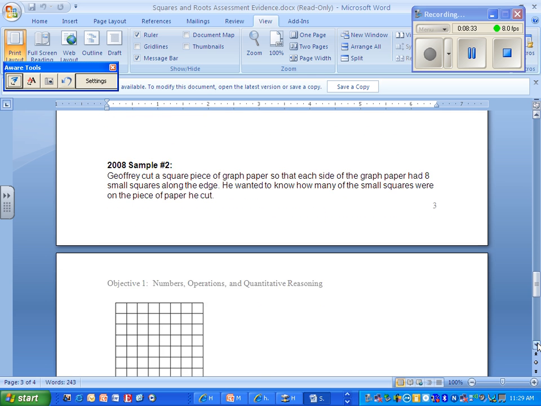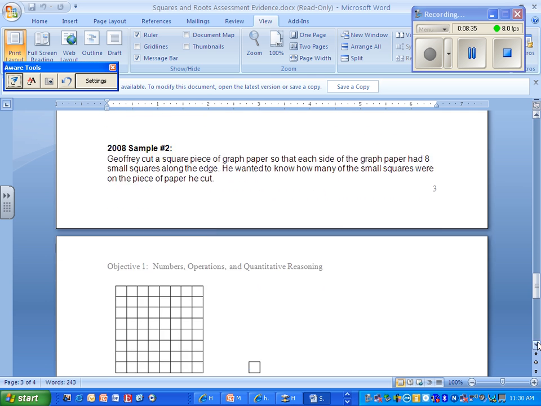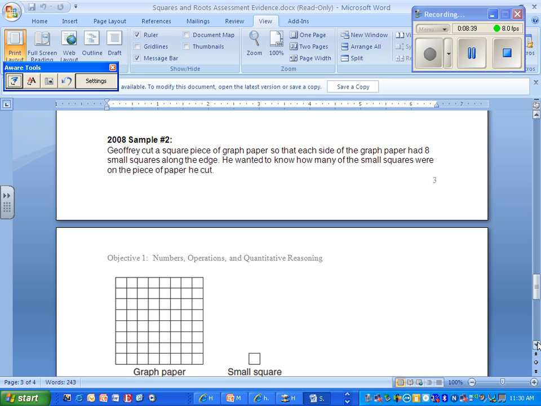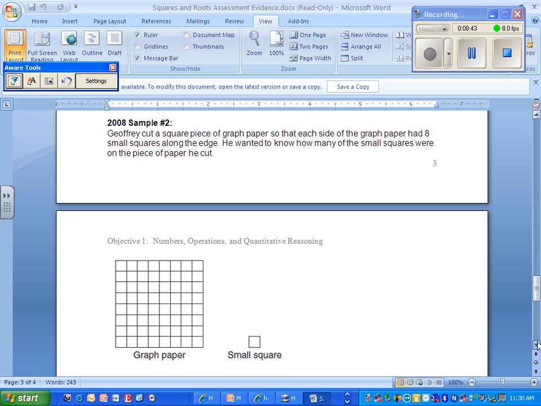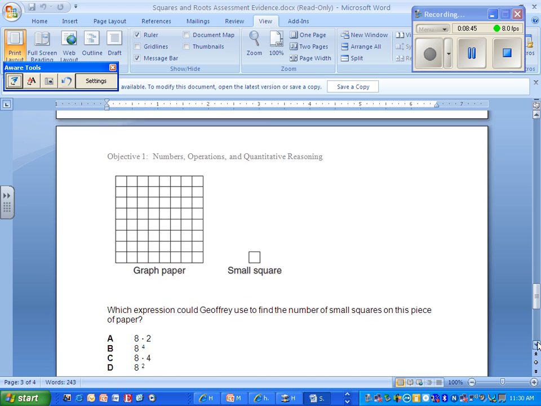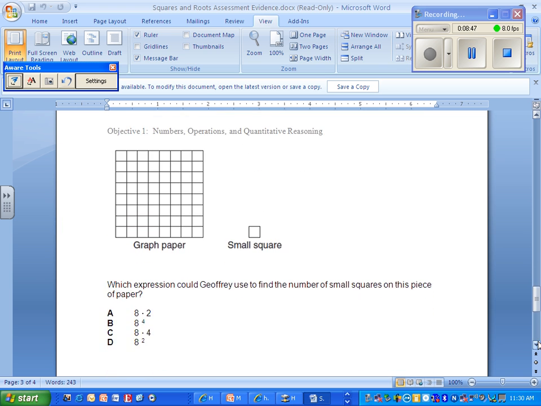Next problem. It says Jeffrey cut a square piece of graph paper so that each side of the graph paper had 8 small squares along the edge. He wanted to know how many of the small squares were on the piece of paper he cut. So this is an 8 by 8, right? 8 by 8, and you can count it. 1, 2, 3, 4, 5, 6, 7, 8. 1, 2, 3, 4, 5, 6, 7, 8. We have an 8 on this side, an 8 on this side.